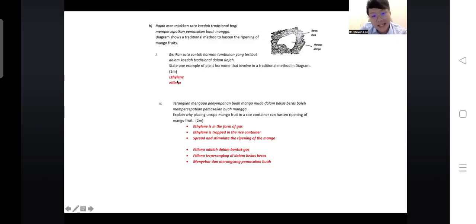So this hormone is ethylene. Okay. So the function of the ethylene is basically to speed up the ripening process. And the special thing of ethylene is, when they ask you why you place it in the rice container, because ethylene is a gas hormone. Tell first, ethylene is gas. So it can be trapped in the rice container and it can stimulate the ripening of the mango.